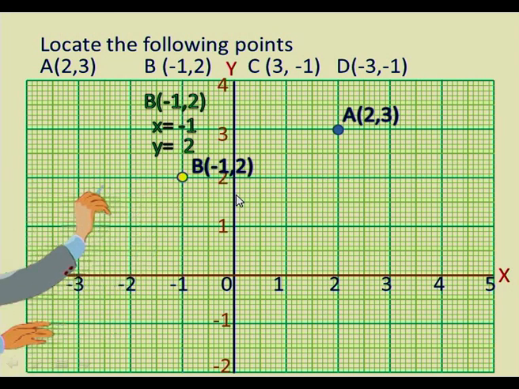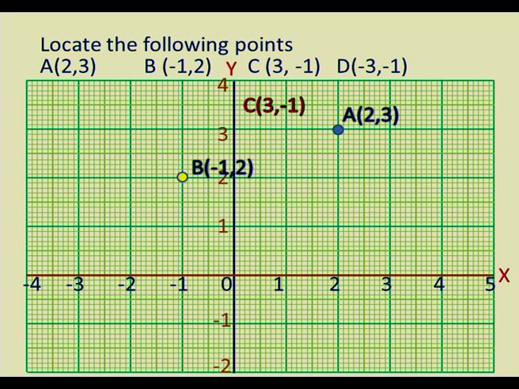Now, please see the next one, c is equal to (3, -1). That means, here x is equal to how much? 3, y is equal to -1.